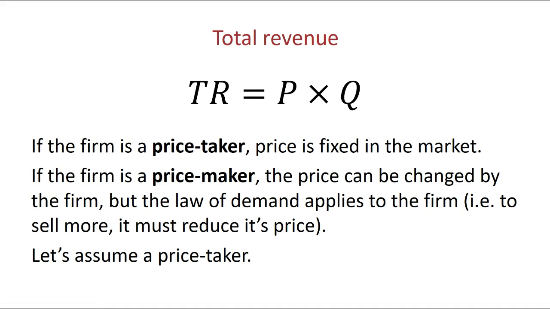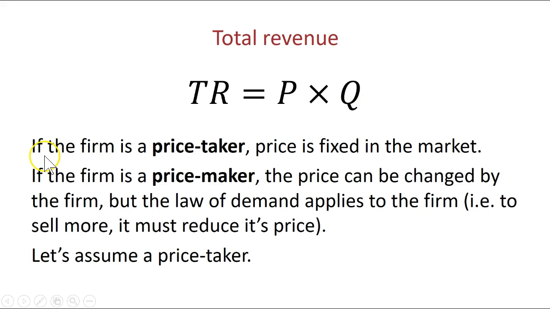So we've seen costs, but now let's look at revenue. Let's begin by looking at total revenue. The total revenue that a firm earns or obtains is simply calculated by the price of the product that it's selling times the quantity that it produces and sells.